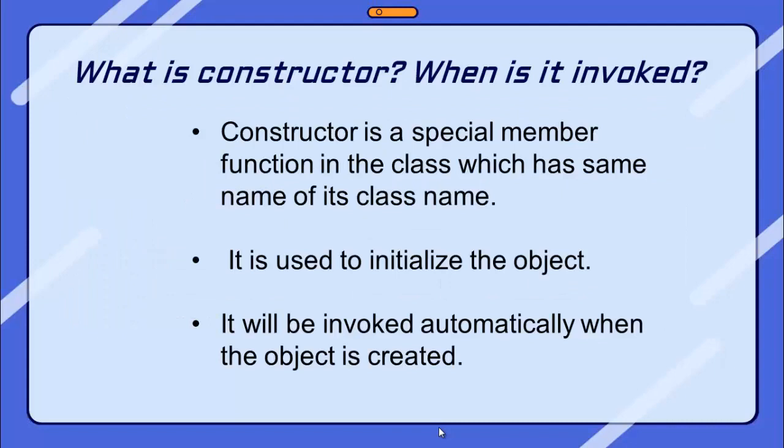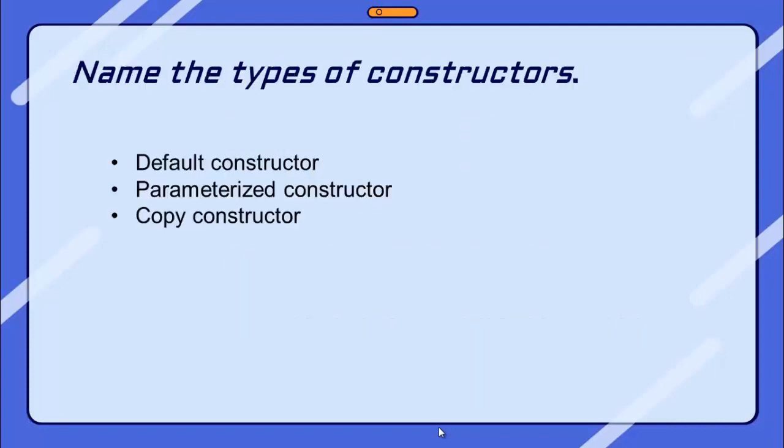A constructor is a special method which has the same name as the class name. It is used to initialize the instance variables. It is automatically called whenever an object of the class is created. There are three types of constructors: default constructor, parameterized constructor, and copy constructor.